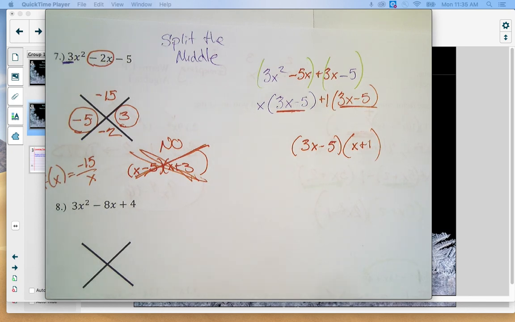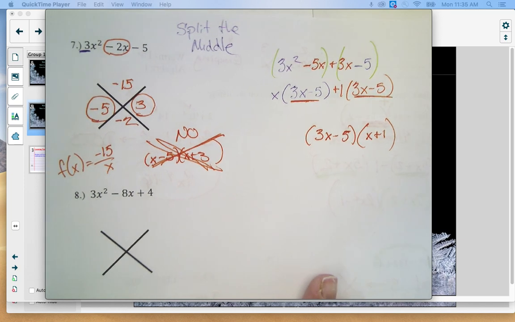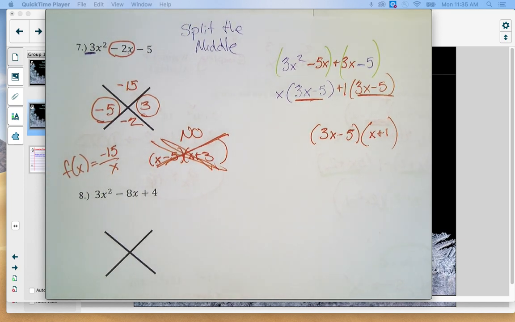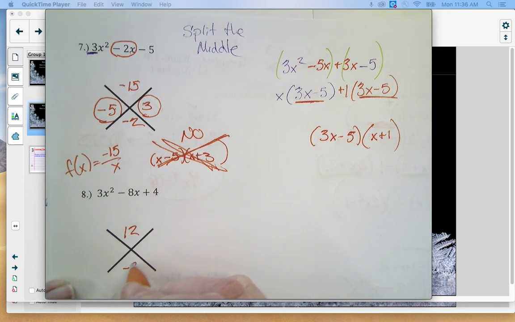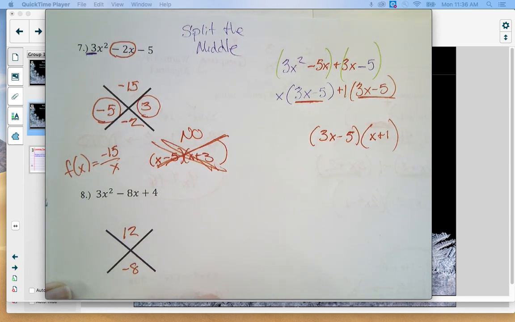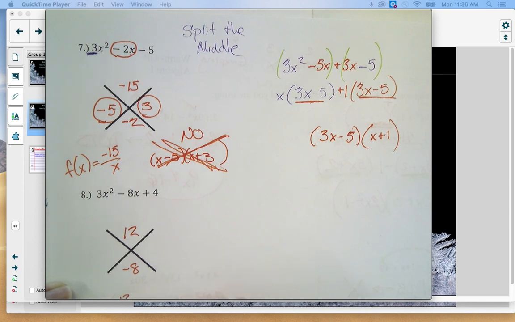Then take a look at 8. Let's see how far you can get. So step 1 is to fill out that x, right? What's going to go on the top of the x? 12. What's going to go on the bottom of the x? Negative 8. If you don't know your factors, you should be typing in 12 divided by x.